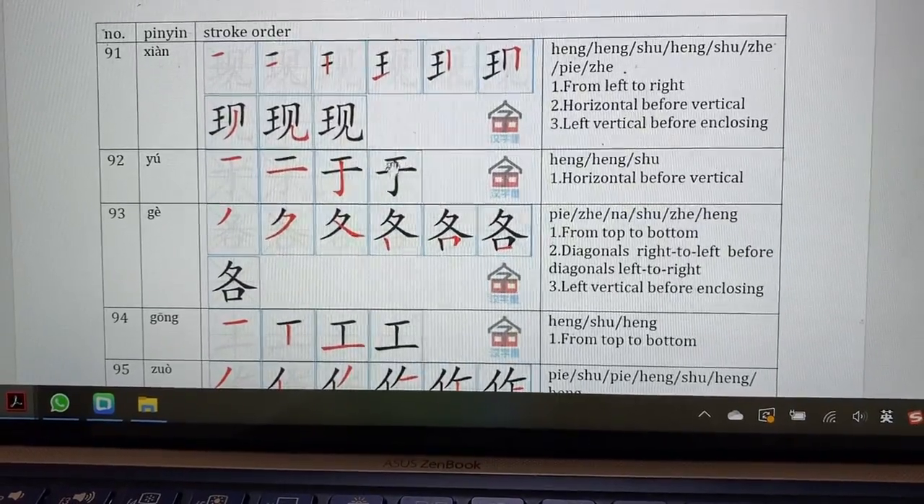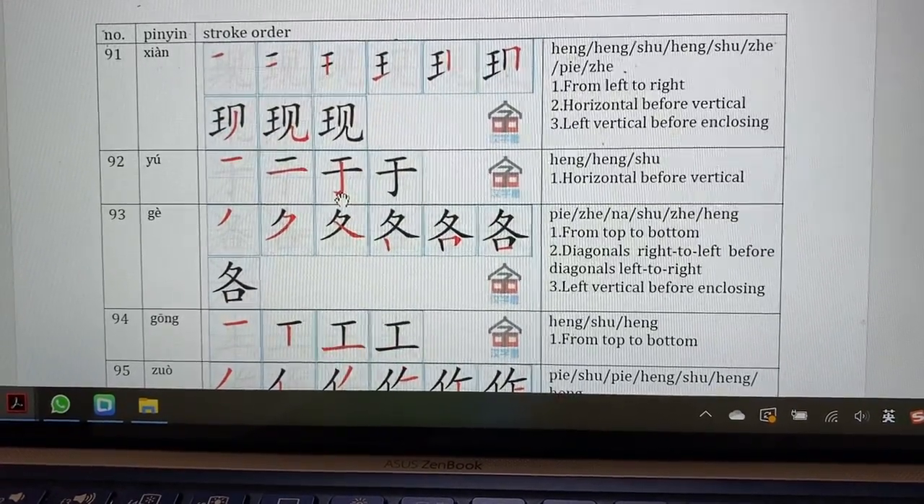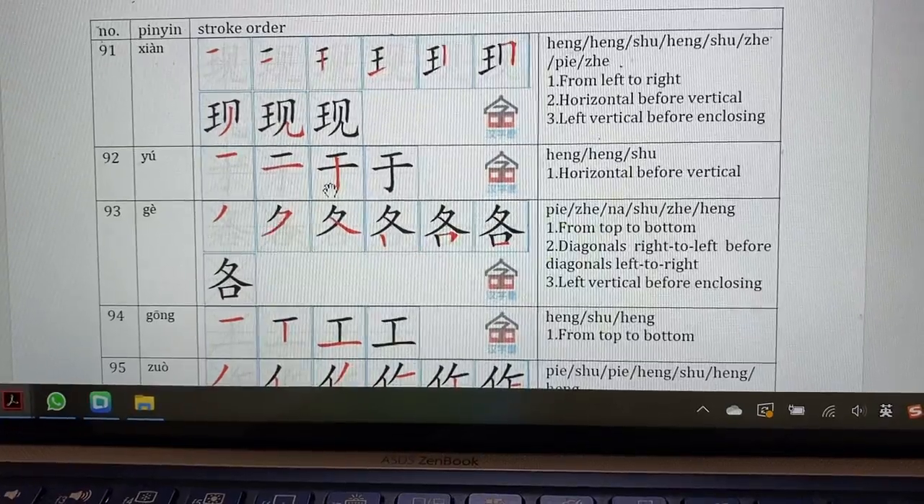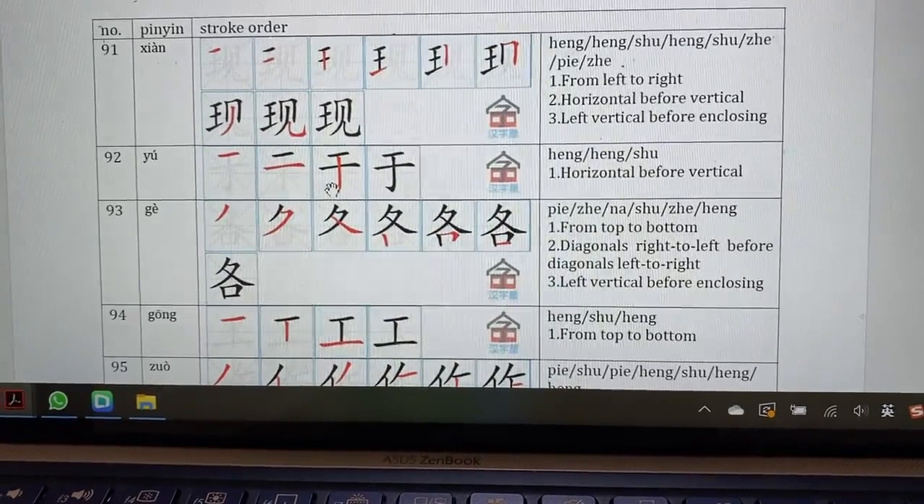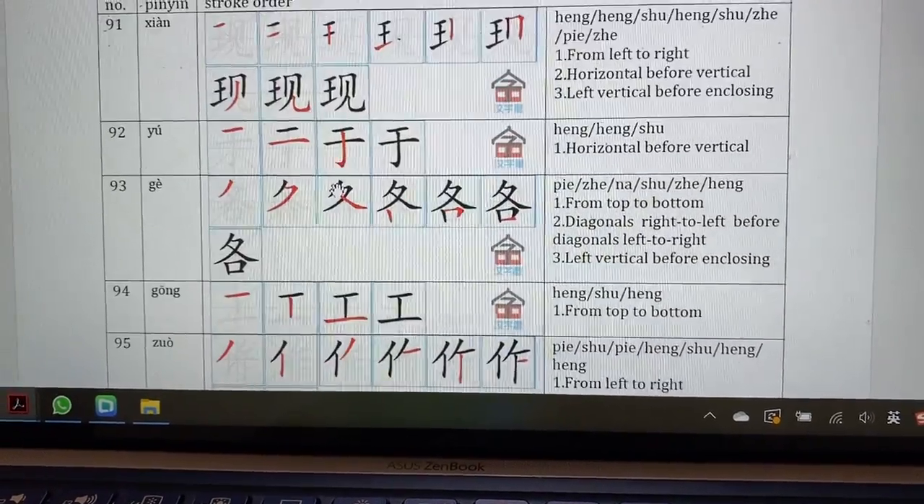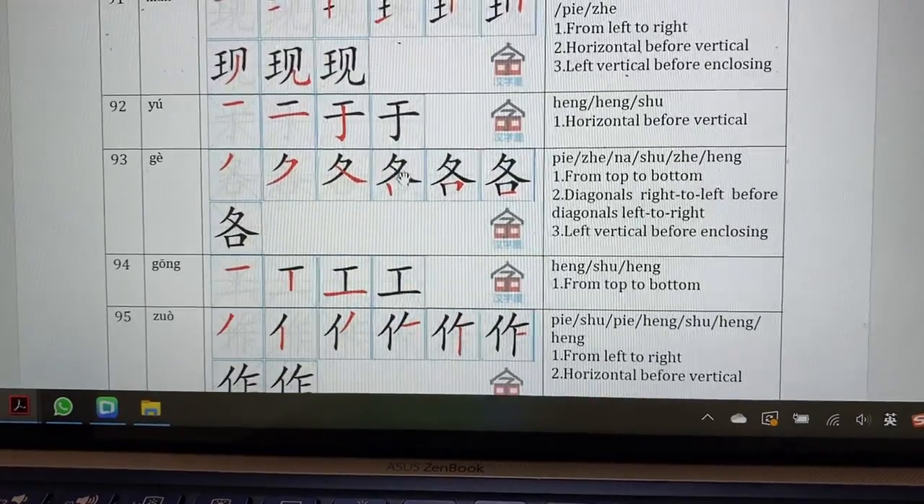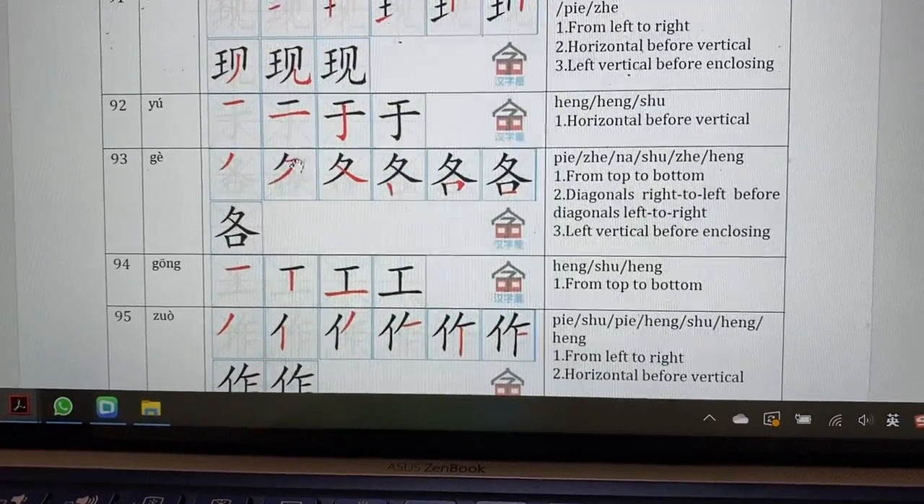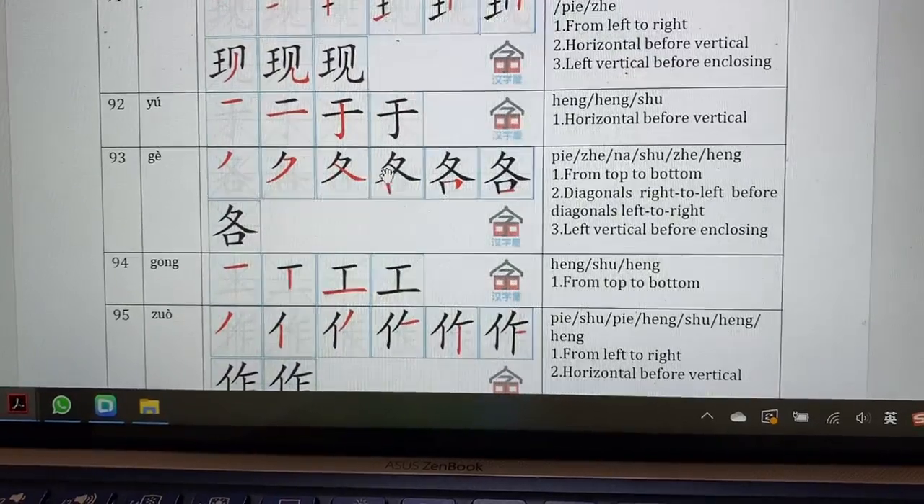Here for this yu, don't forget you really need to do the hook in the end. Otherwise, it will be another character. It will not be yu anymore. And for this ge, nothing special, right? So you just do this top first and then the bottom.